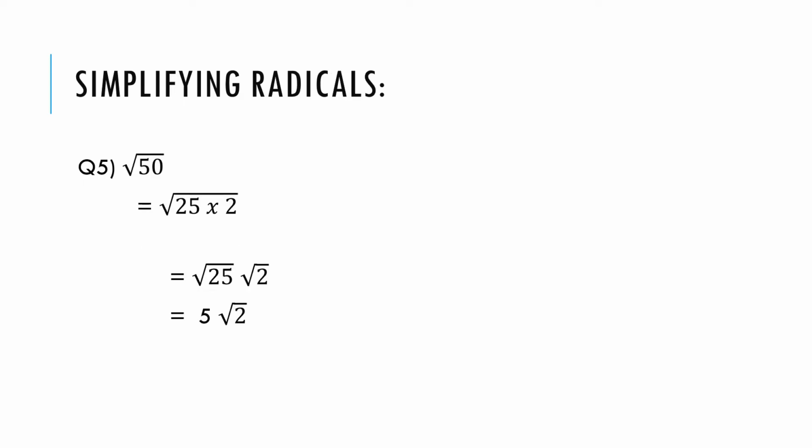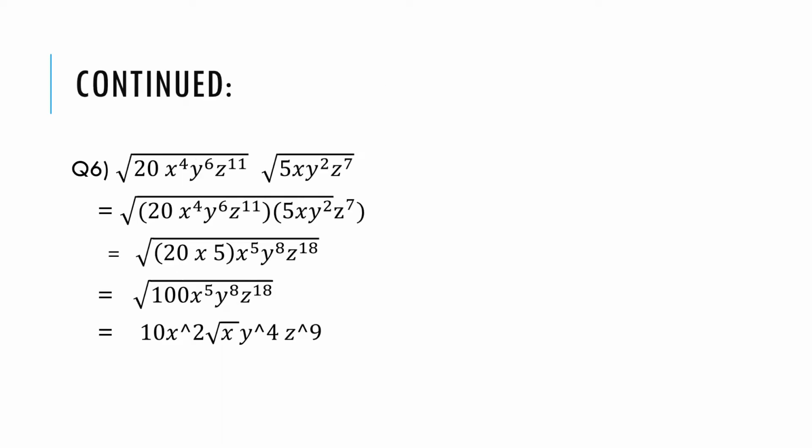Okay, now let's simplify the radicals. Square root of 50. This is a radical that we have to simplify. We can write it as square root of 25 times 2, that is square root of 25 into square root of 2. So square root of 25 is 5, giving 5 root 2. This is our answer. 5 root 2 is the simplified version of root 50.